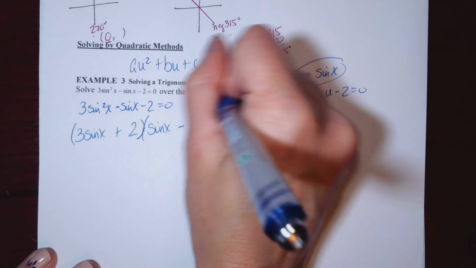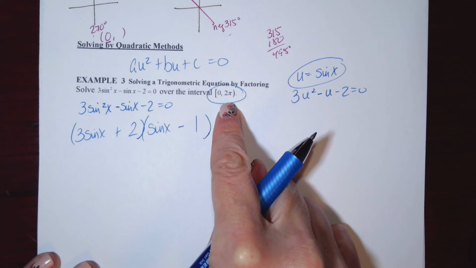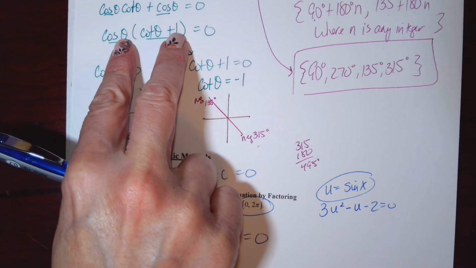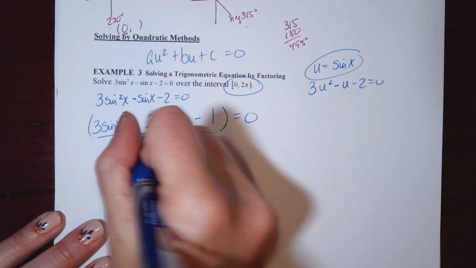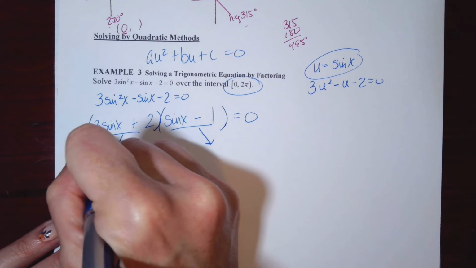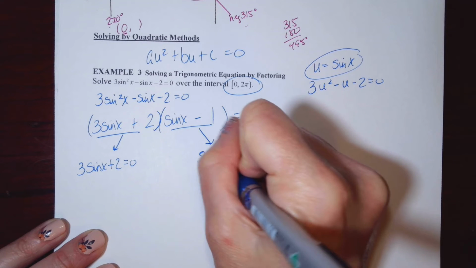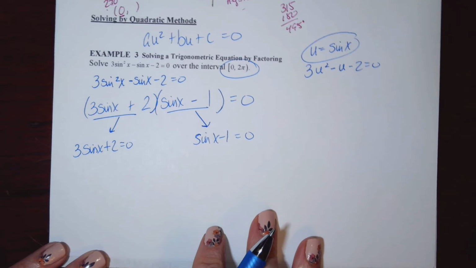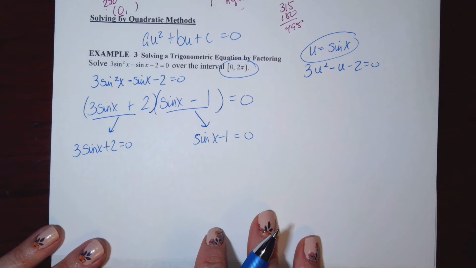Something else that I just noticed, my interval is given in radians, so my answer needs to be given in radians. Okay, I've got this factored. Just like up here when I got it factored, I use my zero factor property and set each factor equal to 0. I'm going to do that again. I've got 2 factors and I want to set each of them equal to 0 to finish solving. If the product of those is 0, then that means either this factor or that factor or both have to be equal to 0. So we need to find the angles x that will cause this to be true.